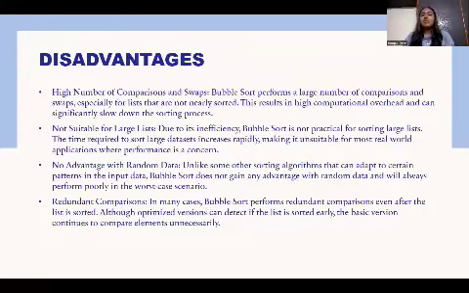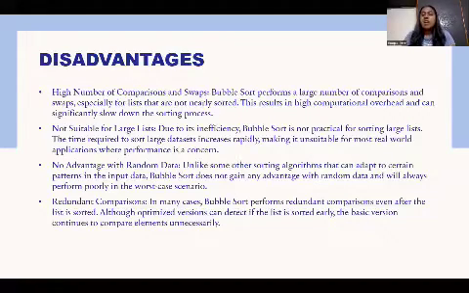Last, we have disadvantages. High number of comparisons and swaps. Bubble sort performs a large number of comparisons and swaps, especially for lists that are not nearly sorted. This results in high computational overhead and can significantly slow down the sorting process.